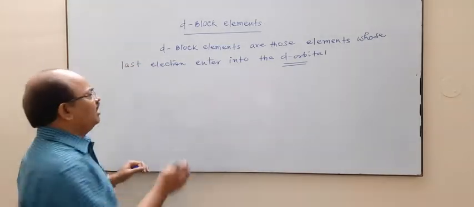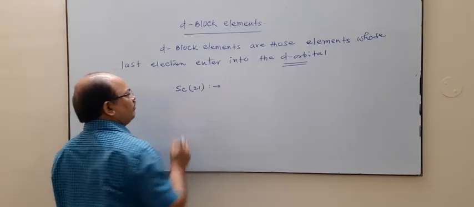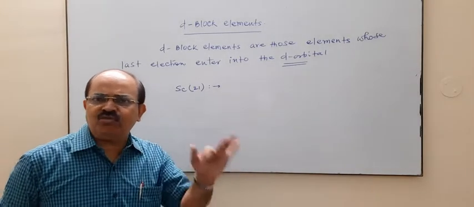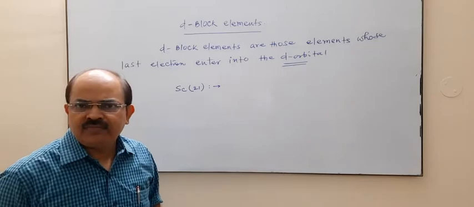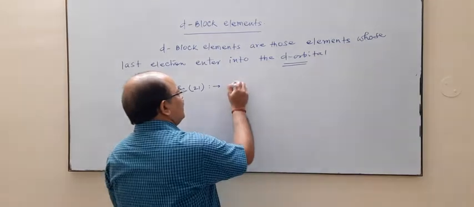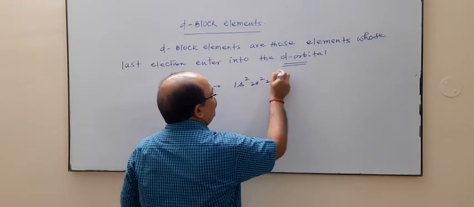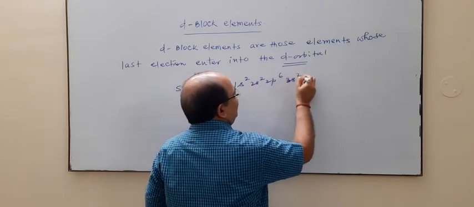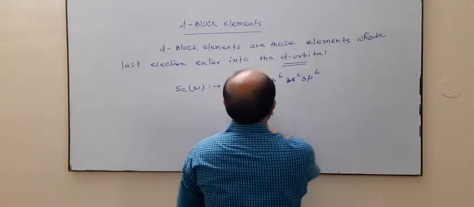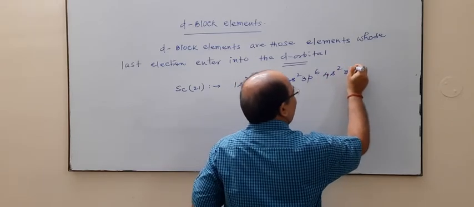For example, if we write scandium 21, then if you see the electronic configuration, it is 1s2, 2s2, 2p6, 3s2, 3p6, and then we have 4s2, 3d1.